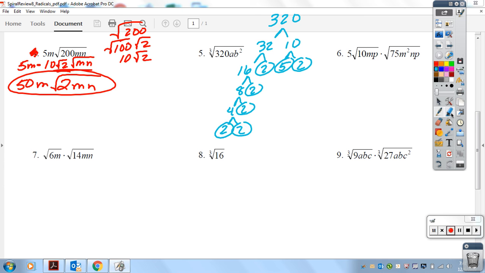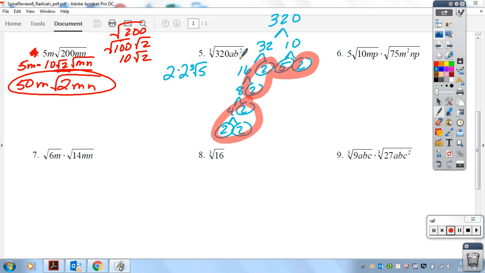Let's look for triplets. Here's a triplet, which means that 2 goes out front. Here's another triplet, 1, 2, and then that 2. So that goes out front. And then there's 1, 5 by itself. Remember, that's the cube root.